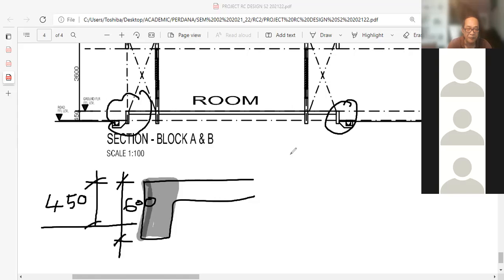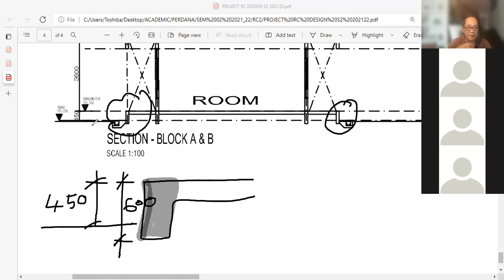If it is less than 450 or equal to 450, then there is a possibility that if any settlement of the ground occurs, it will leave a certain gap below the ground beam. And in this gap, all sorts of things can enter: insects, animals, snakes, anything can get in below the ground beam and into the underneath of the ground slab.